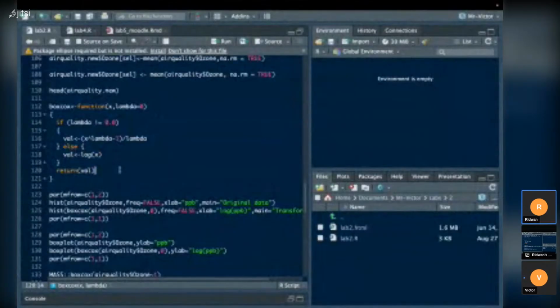If it's equal to 0, then you use that log x. That's why you see this particular condition else. If this is not equal to 0, yeah. So that else means if it is equal to 0.